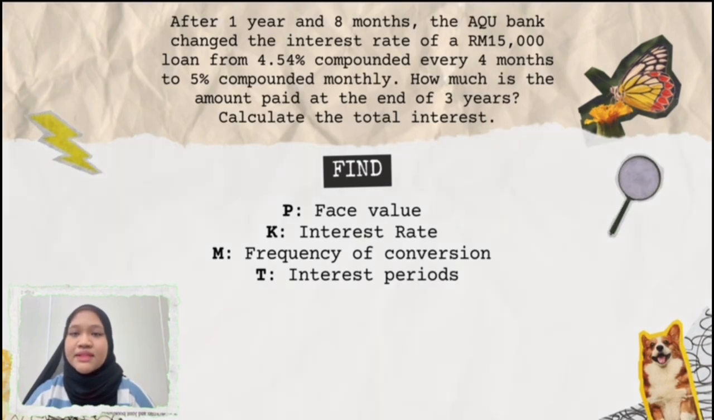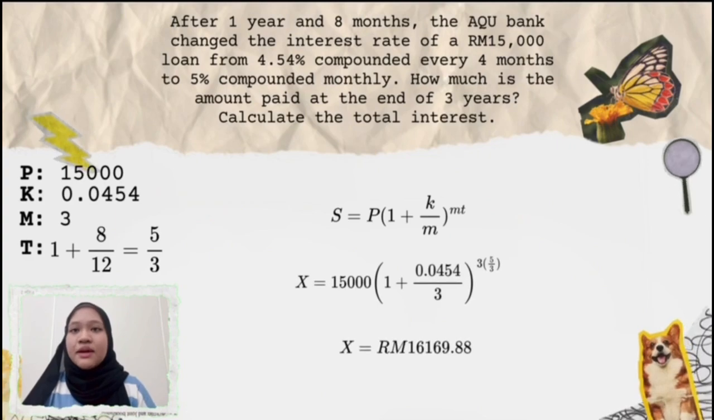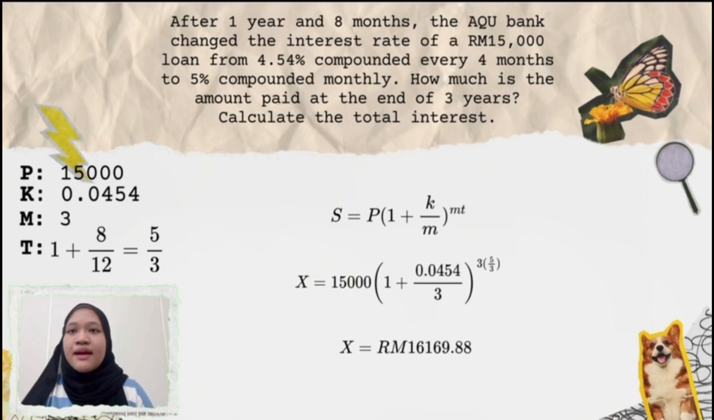For this question, we will use 4.54% compounded every 4 months, so the P is 15000, K is 0.0454, M is 3, and T is 5/3. Firstly, we need to find S. Use the formula S equal to P open bracket 1 plus K over M close bracket to the power MT. Put the P, K, M, and T in the formula and calculate.